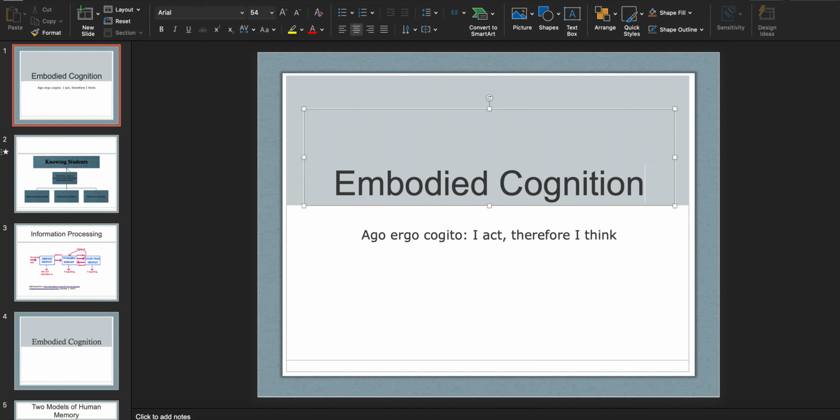So this is about embodied cognition. And here's a quotation. I might butcher it. Ago ergo cogito. I act, therefore I think. And it's a play on Descartes' I think, therefore I am. And it speaks to a foundational commitment of embodied cognition.